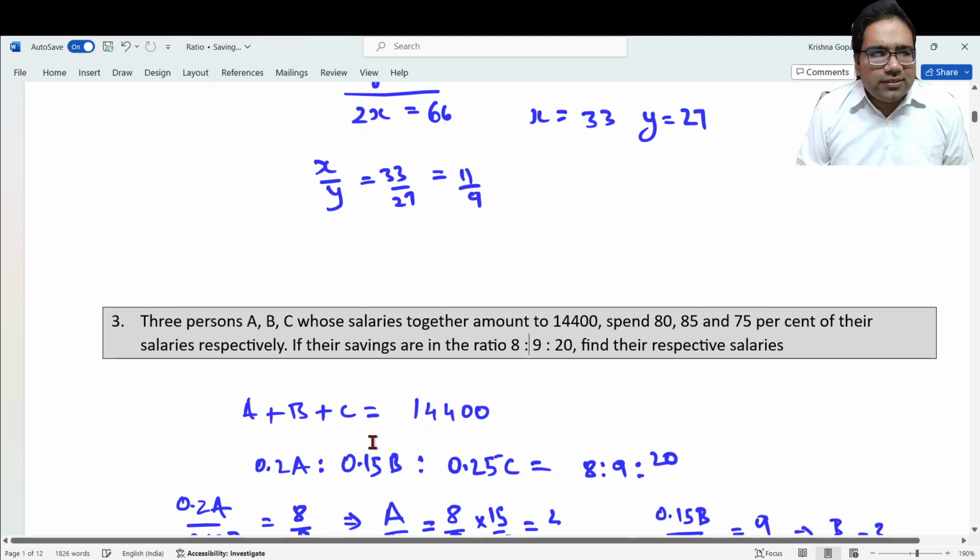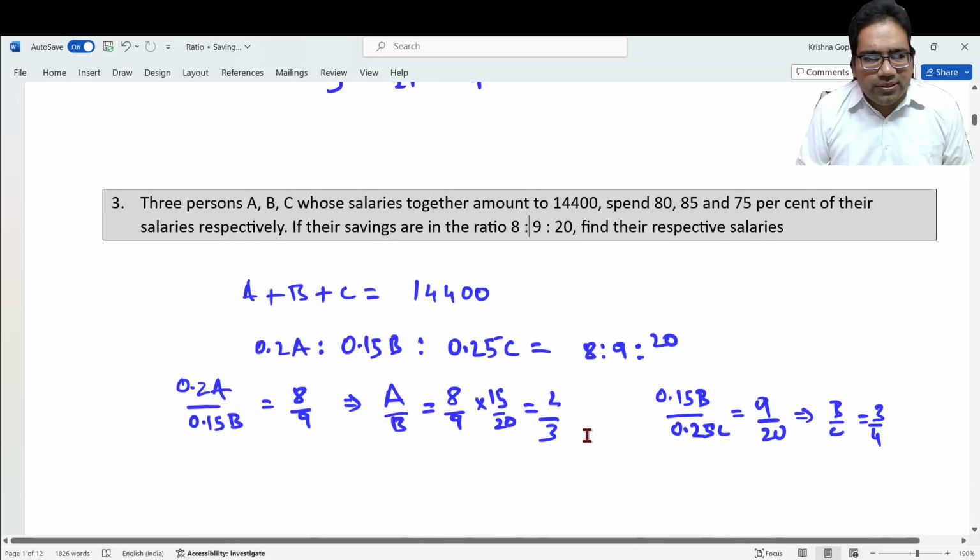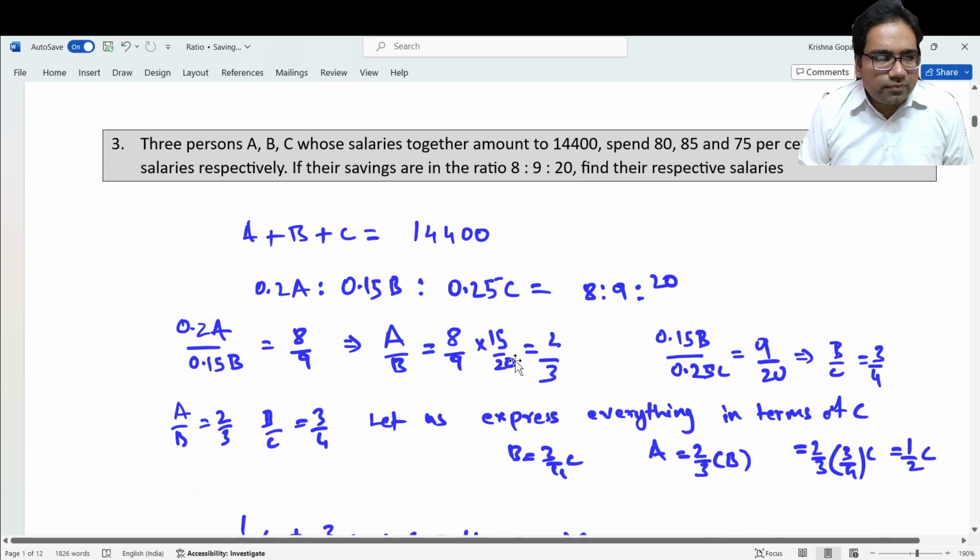Okay, so what is given? 0.2a is to 0.15b is to 0.25c is in the ratio of 8 is to 9 is to 20. This is what is given, right? Now we know 0.2a by 0.15b is equal to 8 by 9. That means a by b is equal to 8 by 9 into 15 by 20, right? Cross multiplication. a by b equal to 2 by 3.